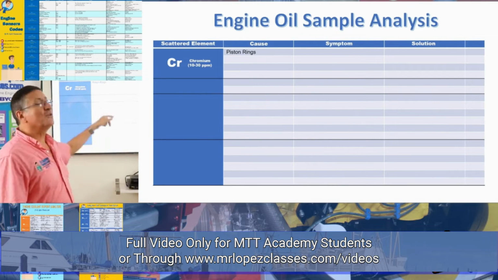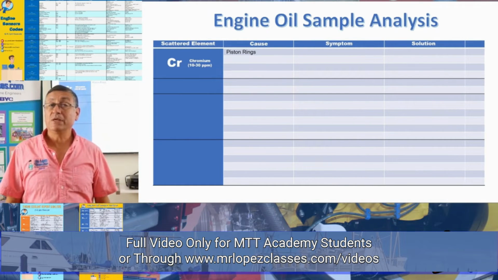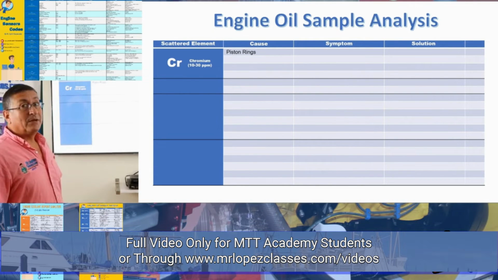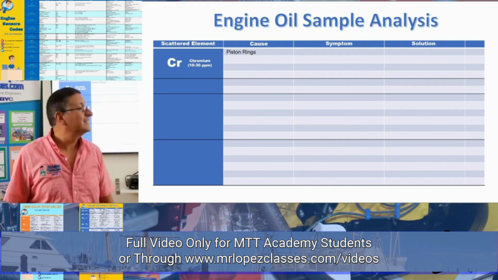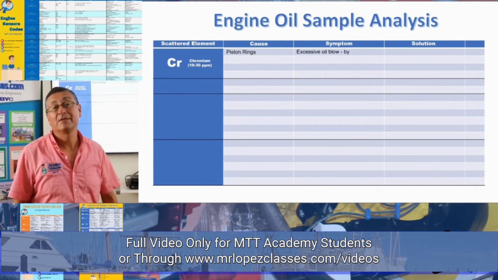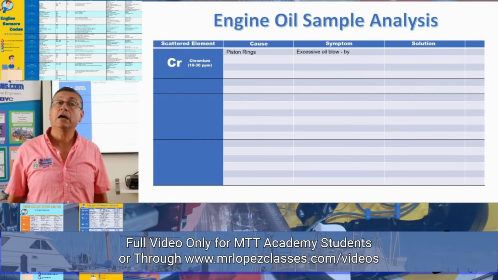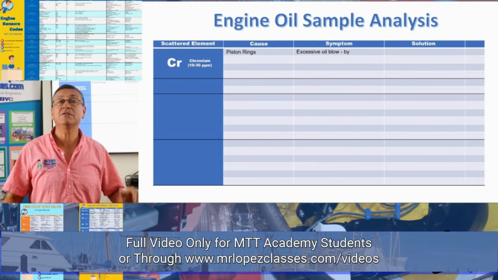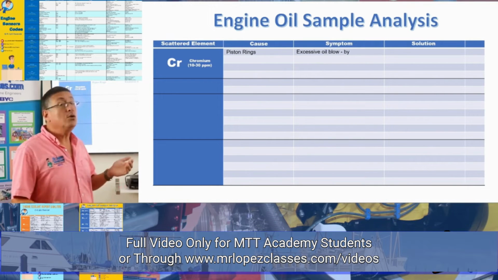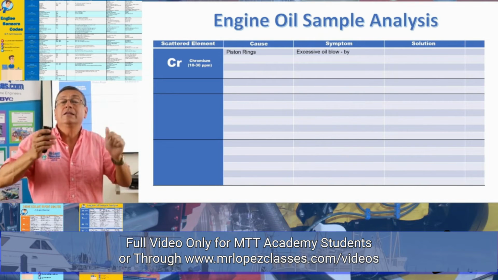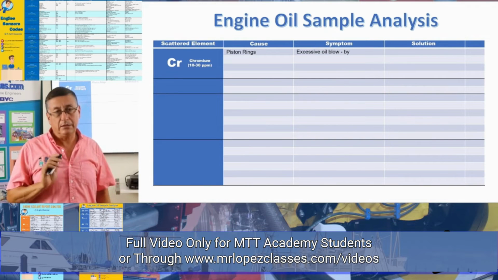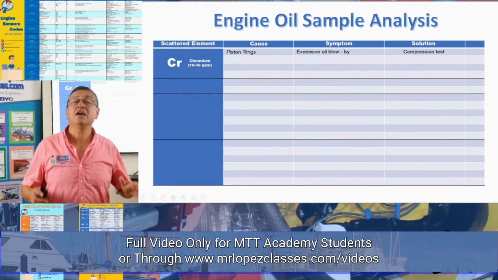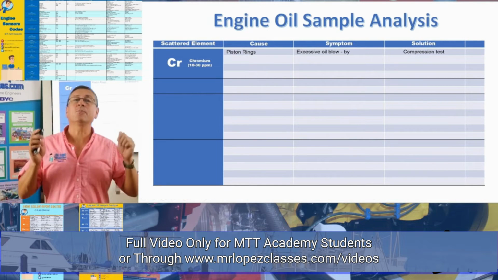Where do you find the chromium? Yes, on the piston rings. The piston rings have a high content of chromium. What is the symptom? If you have a problem with the piston rings, oil blow-by and you have low compression. That's the first symptom, low compression, and you have a little amount of oil entering the combustion chamber, not too much. And what is the solution? The solution to verify if I have a problem on the rings is the compression test.